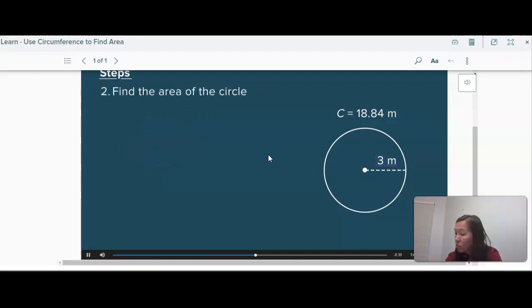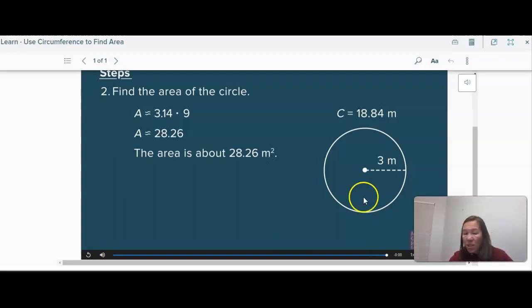Next, use the radius to find the area of the circle. Write the formula for the area. Then substitute an approximation for pi and the value of the radius. Now simplify the expression for the new area. First, evaluate the power. Then multiply. The area of the circle is about 28.26 square meters.